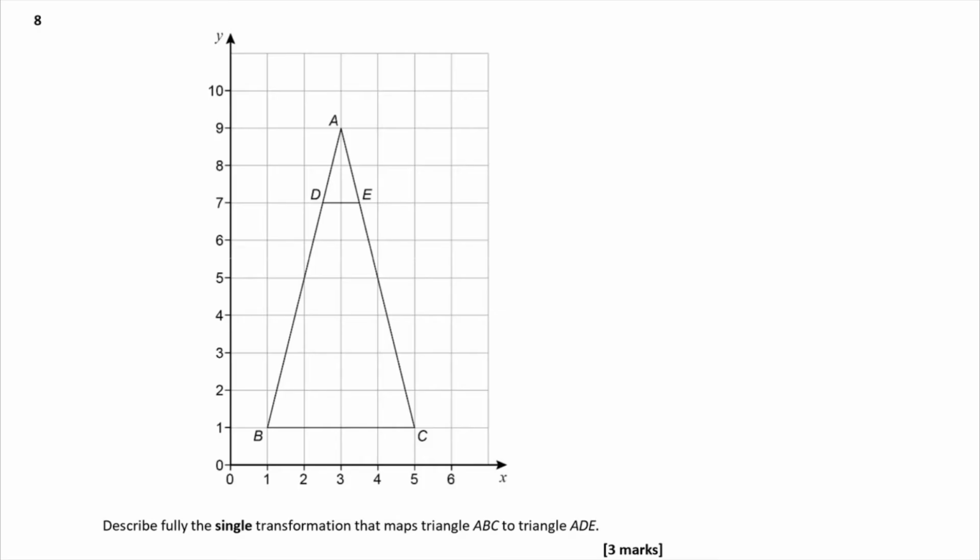Question 8. Describe fully the single transformation that maps triangle ABC to triangle ADE. Now just take care of the way around this goes. We are mapping the big triangle ABC onto the little triangle, aren't we? Not the other way around. It's clearly an enlargement, but because you're going from the big one to the small one, it's going to be an enlargement with a fractional scale factor. So I'm going to write down that it's an enlargement. Now, with an enlargement, we need to state two things. We need to know the scale factor, which we think is going to be a fraction, because it's kind of a reduction rather than an enlargement.